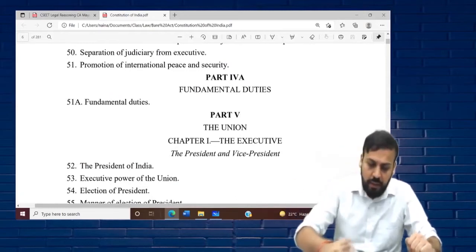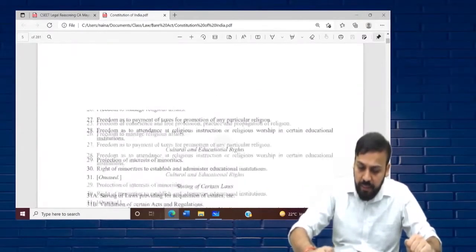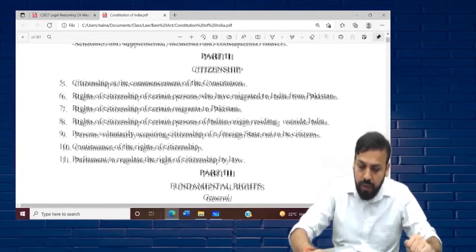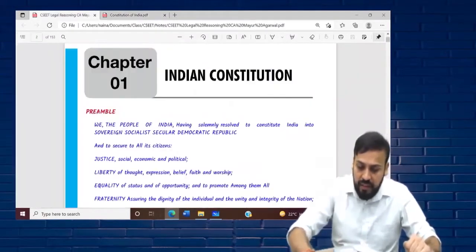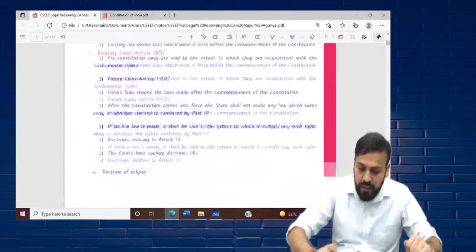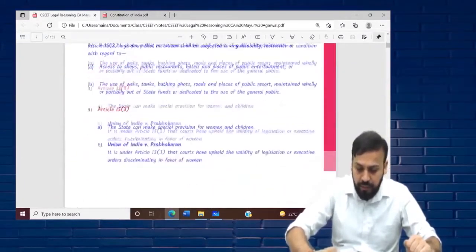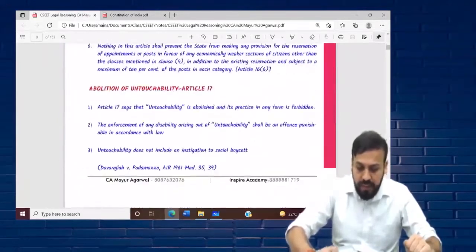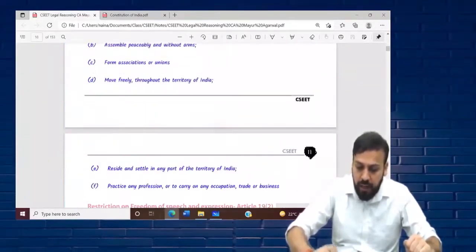Very, very clear. So let us first understand Part number 2, under which it is defined who is a citizen of the country, and who are considered citizens. Citizenship is talked about in Article number 5.